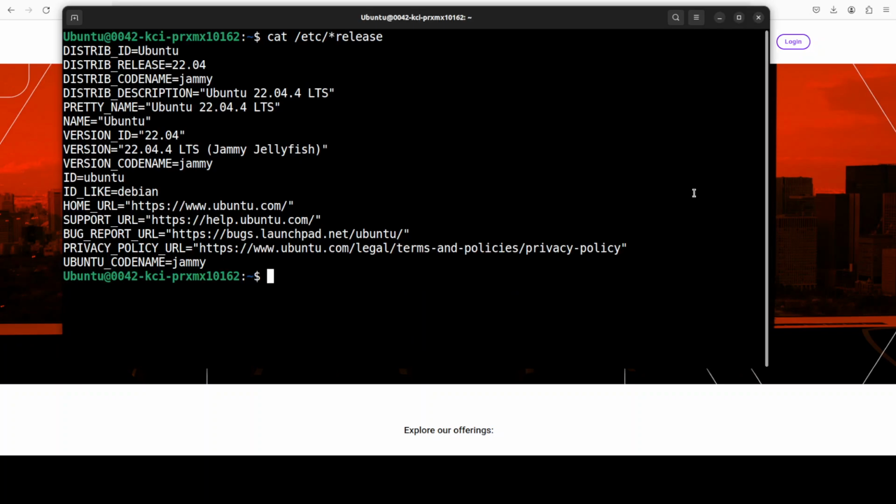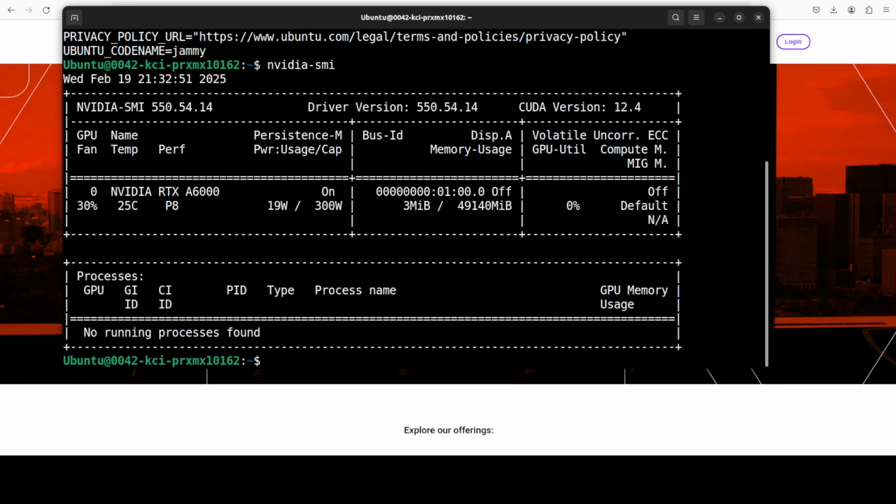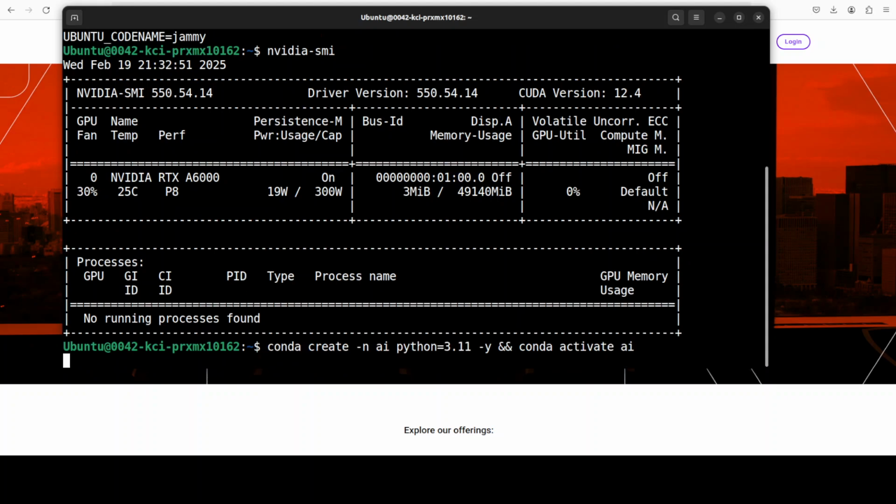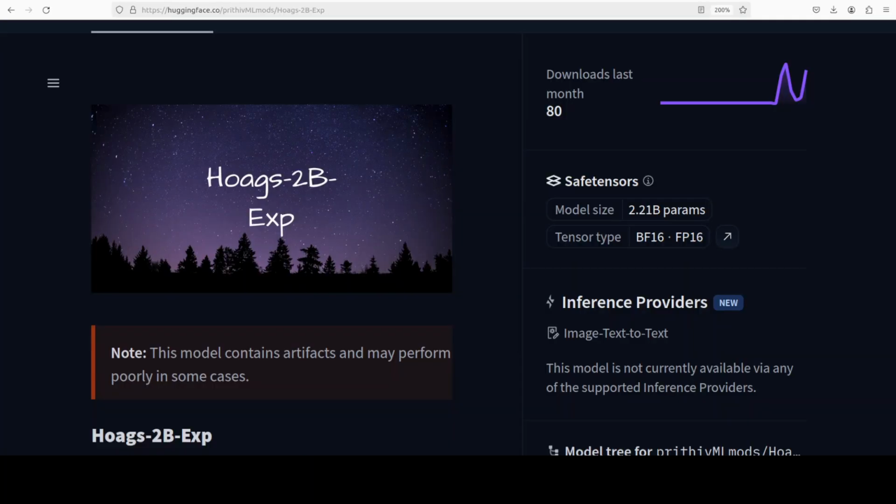This is the VM I'm going to use, and this is my GPU, NVIDIA RTX 6000 with 48GB of VRAM. Let me create a virtual environment with Conda, and then let's talk a bit more about this model.